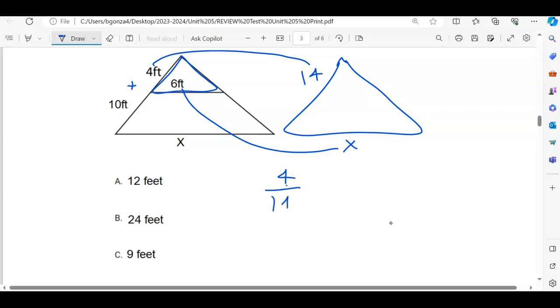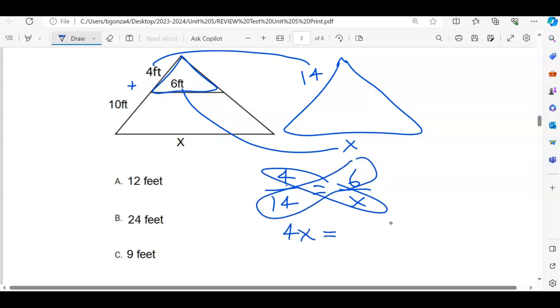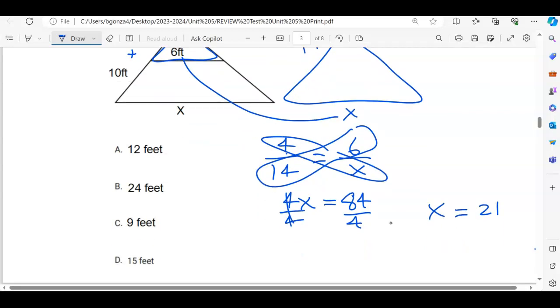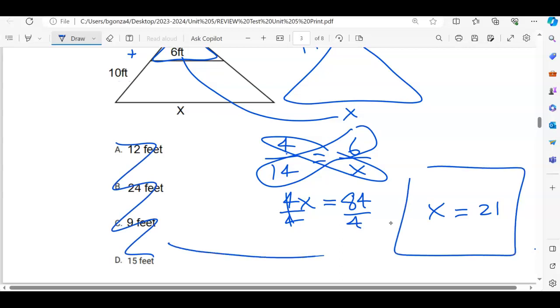Make those into two fractions. Cross multiply. 14 times 6 is 84. Divided by 4. And we get 21. All right, well, none of these are right. So the answer you can go and just put is 21.